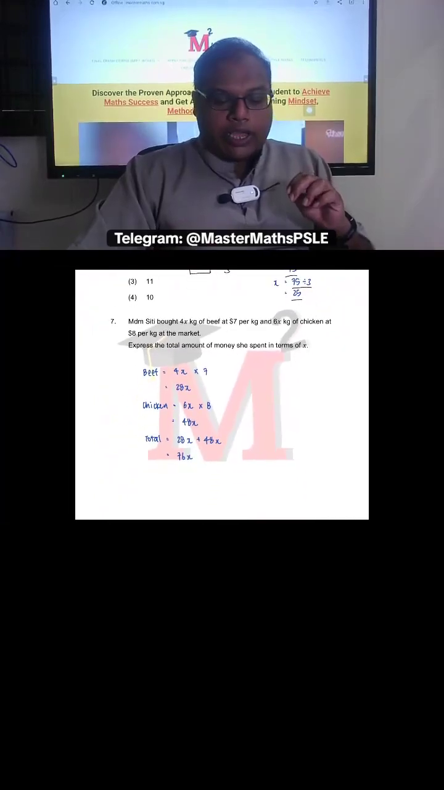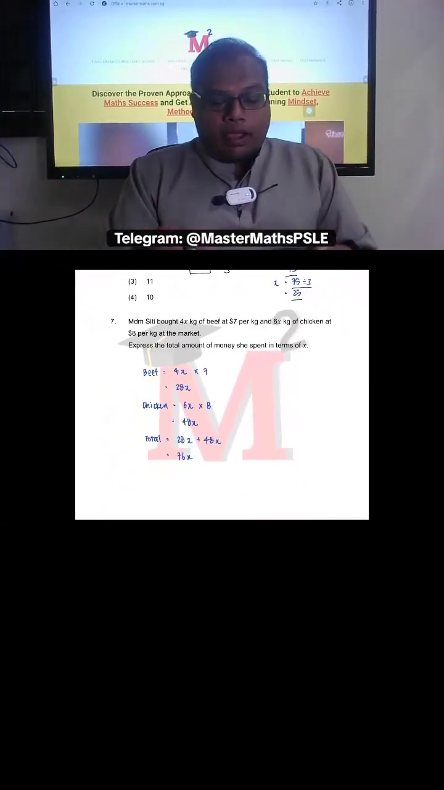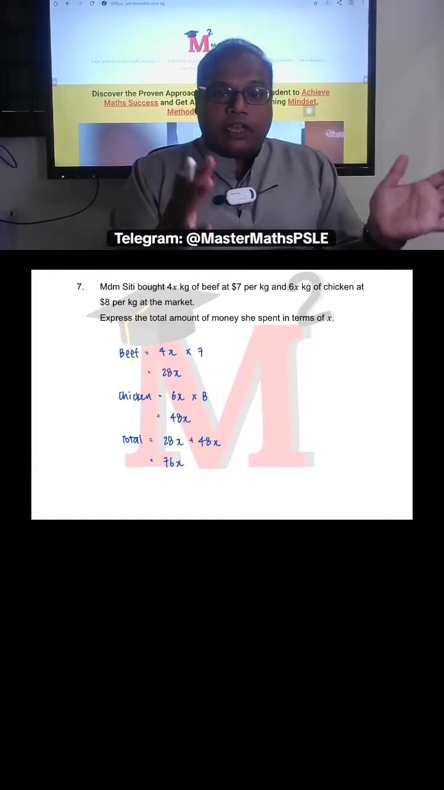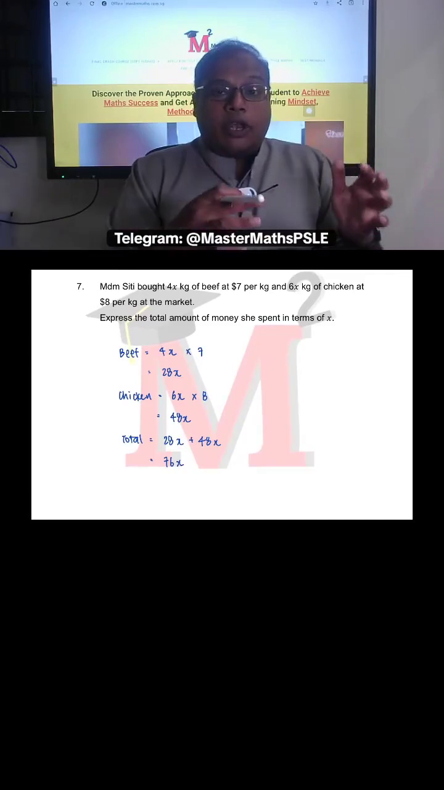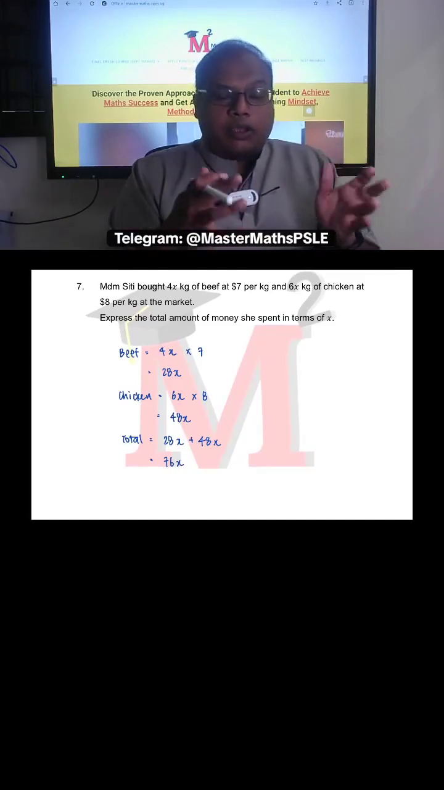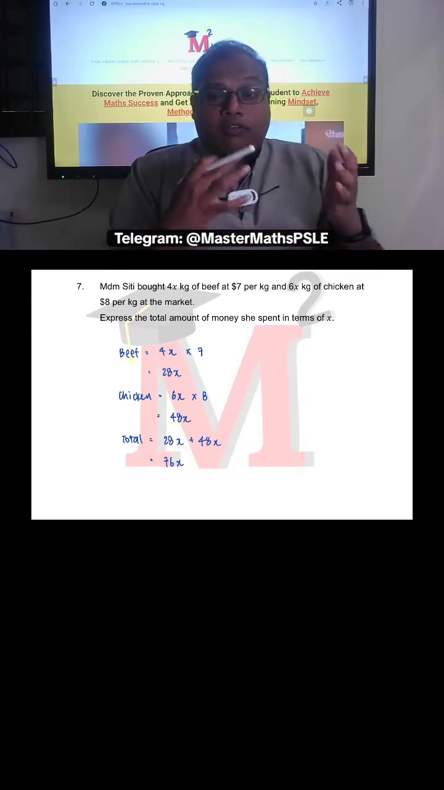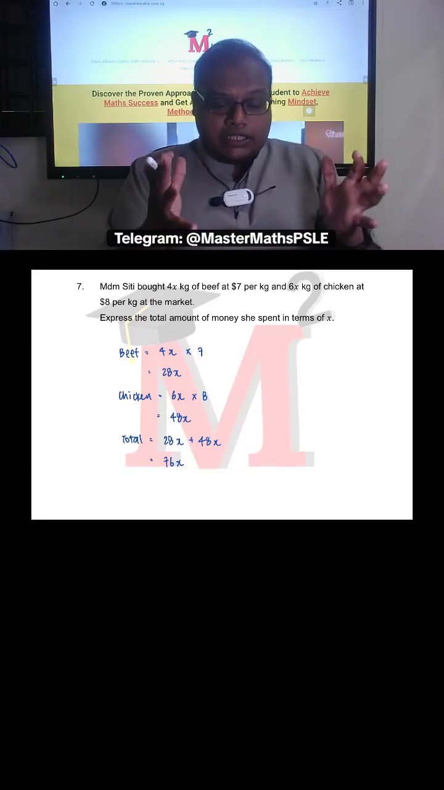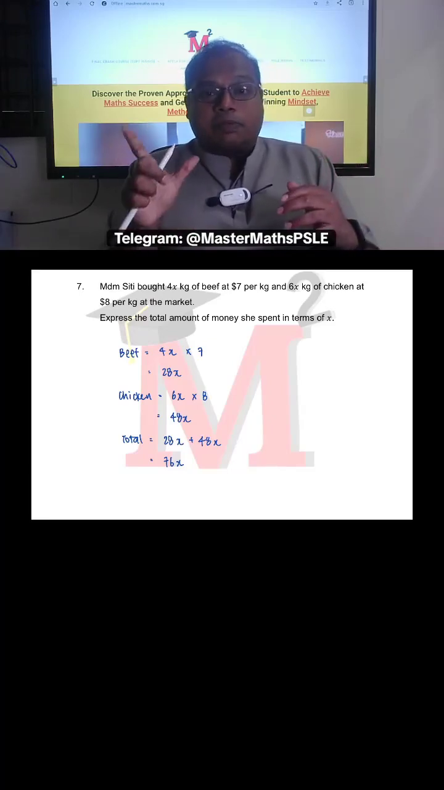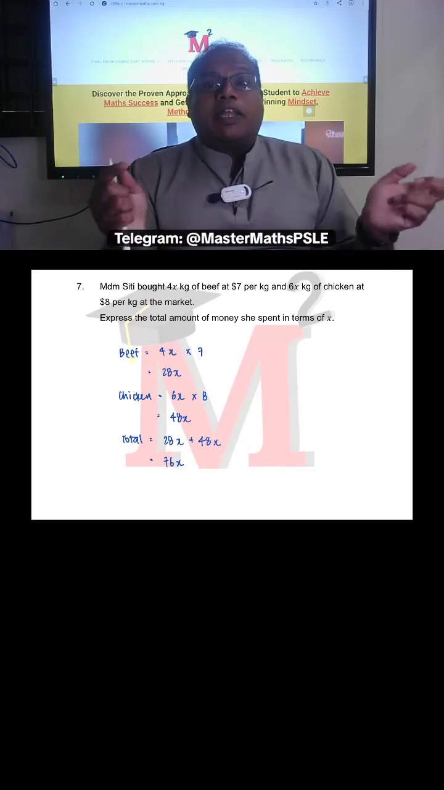Okay, so like what I said just now, we break it up. According to the beef, according to the chicken. So the beef, he bought 4 kg. So she bought 4x kg. So if it's 4x kg, at $7 per kg, what we do is we multiply together.